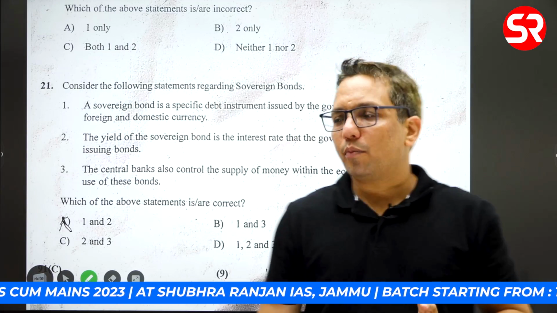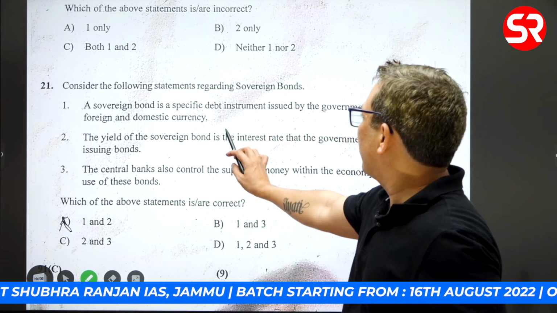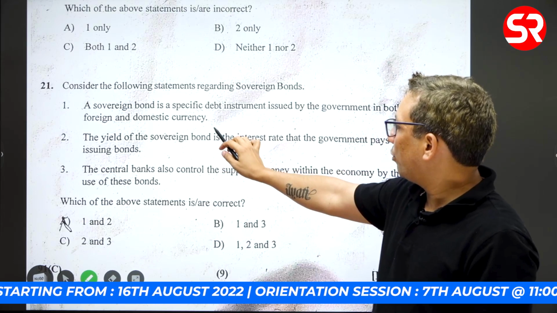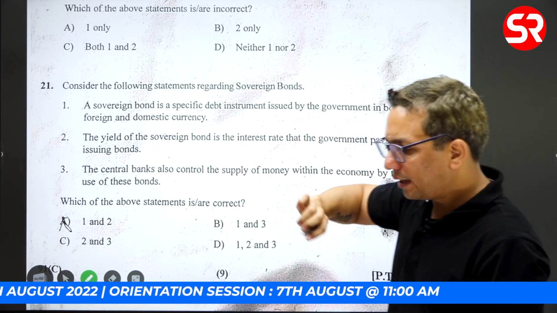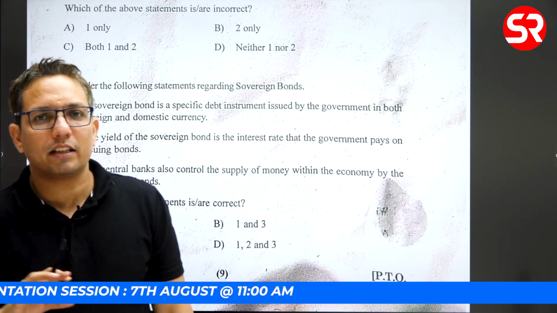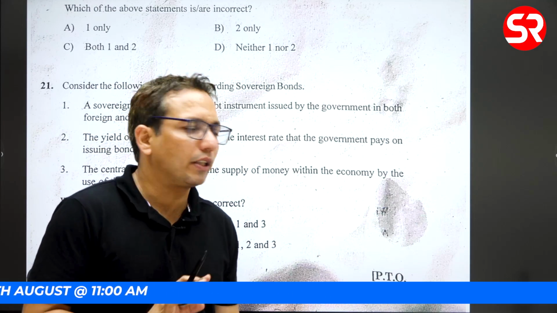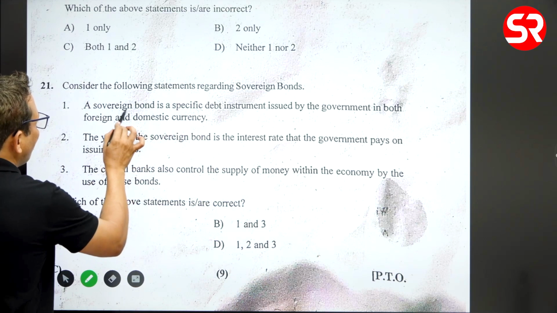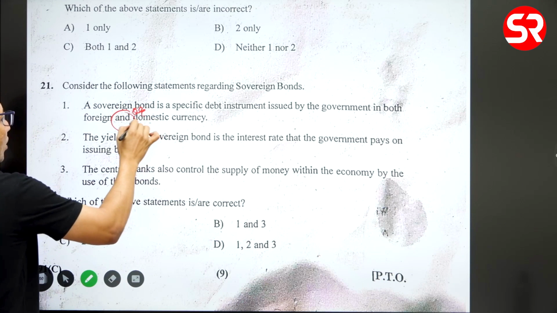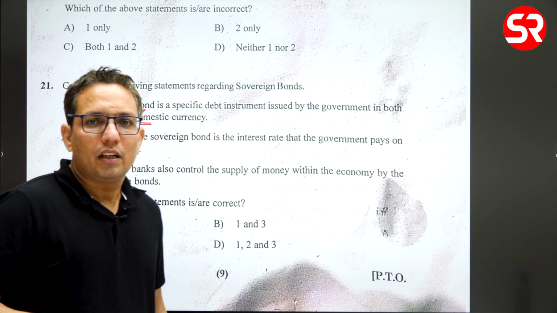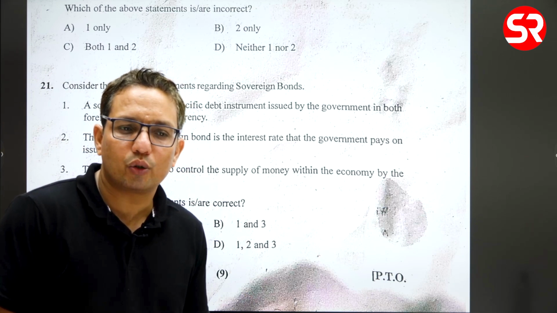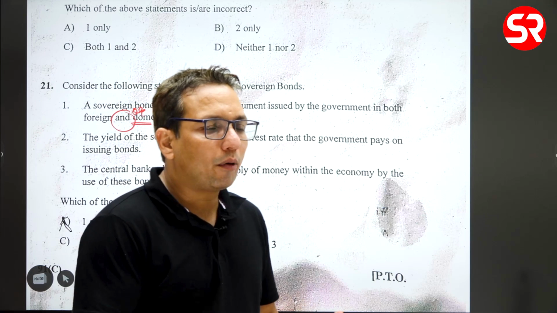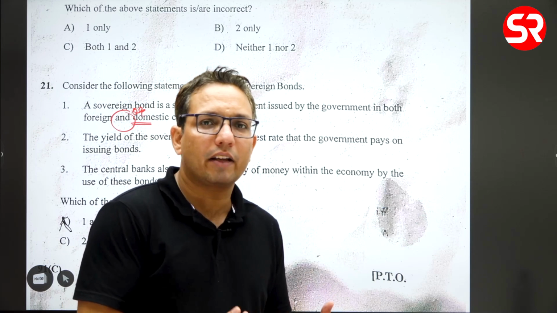Next question is regarding sovereign bonds. A sovereign bond is a specific debt instrument issued by the government in both foreign and domestic currency. Look, the point is, I have a little hesitation in this question regarding the language being used, because it says issued by the government in both foreign and domestic currency, and it should not be there. It can be 'or'. Because if we talk about India, India is issuing. Look, a lot of countries are not even allowed to issue sovereign bonds in domestic currency, because no one is going to buy a bond which will be redeemable and giving domestic currency.